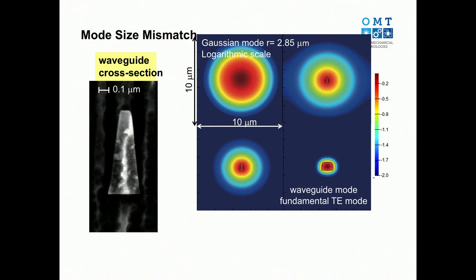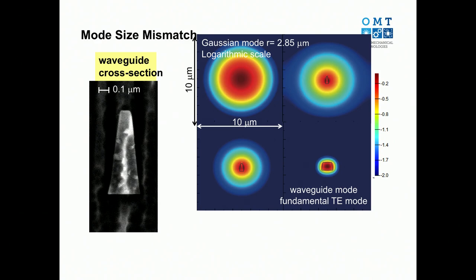So for example, in our group, we can make a nanotaper of this kind of size, with a tip size of about 80 nanometers. And with this setup, we can get a very good coupling efficiency of up to 50%.